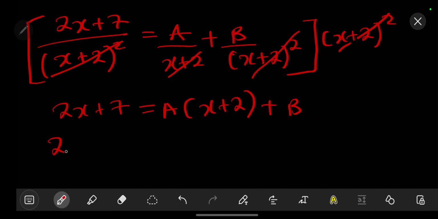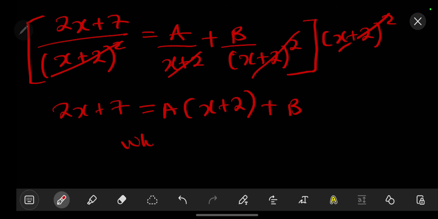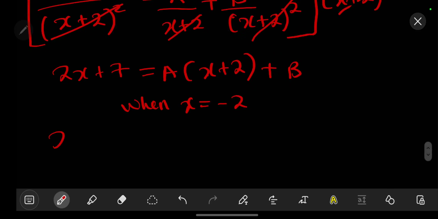Then we have 2x plus 7 equal to a times x, it will be ax. Then we have a times 2, it will be 2a, then plus b like so. Okay, let's first not do this. Then from here, let's find one of the values. Let's say when x is equal to negative 2.